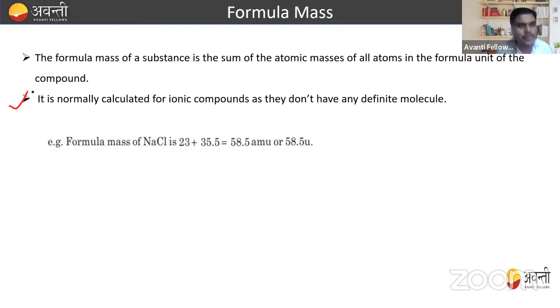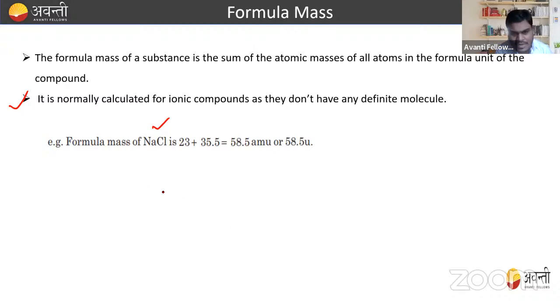The second and most important point is it is normally calculated for ionic compounds as they don't have any definite molecule, right? For example, if I'm talking about NaCl, what is the formula mass of NaCl? That is 23 plus 35.5. It comes out to be 58.5 AMU. What is AMU here? That is atomic mass unit, and it is also represented as u, right? So this is how we calculate the formula mass.